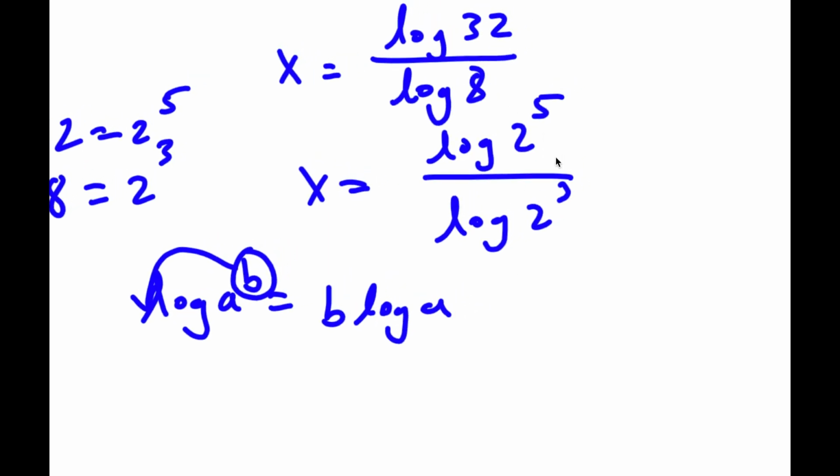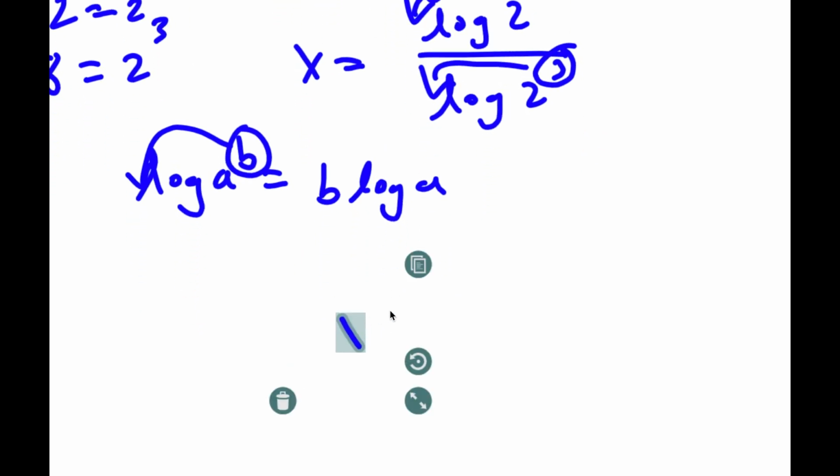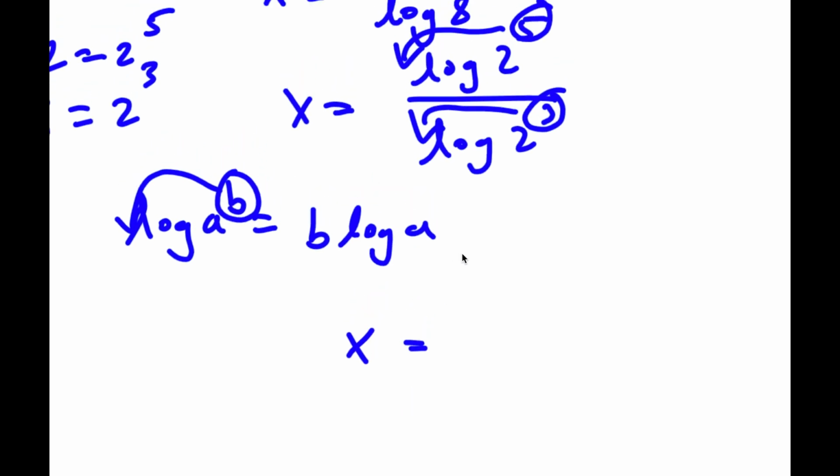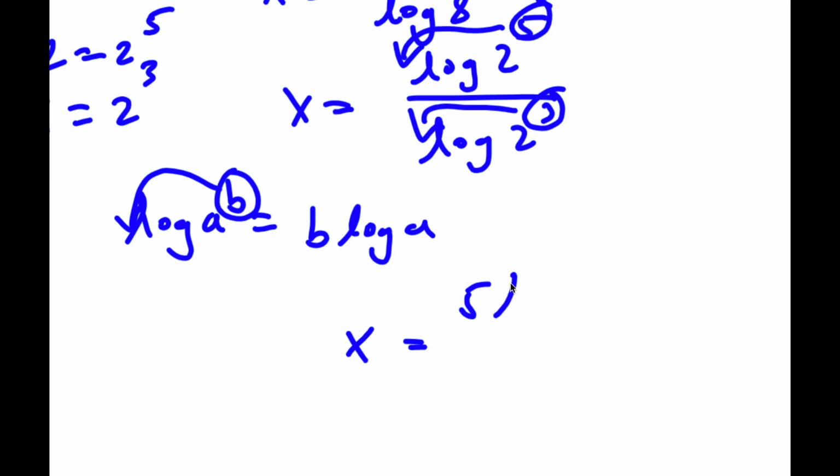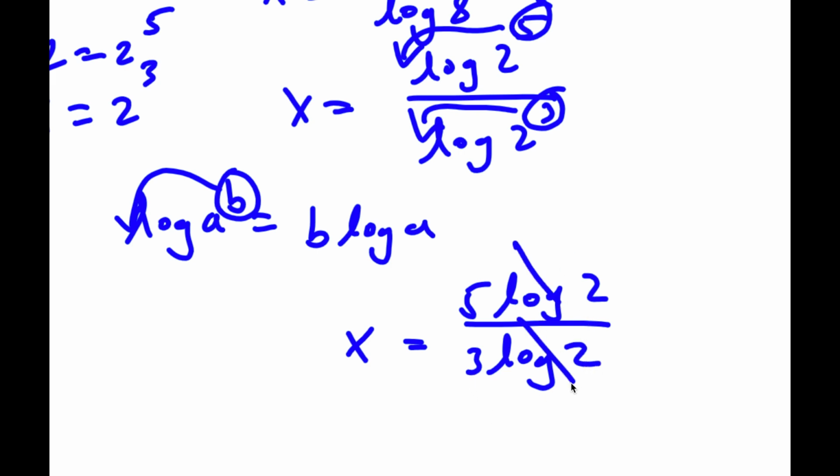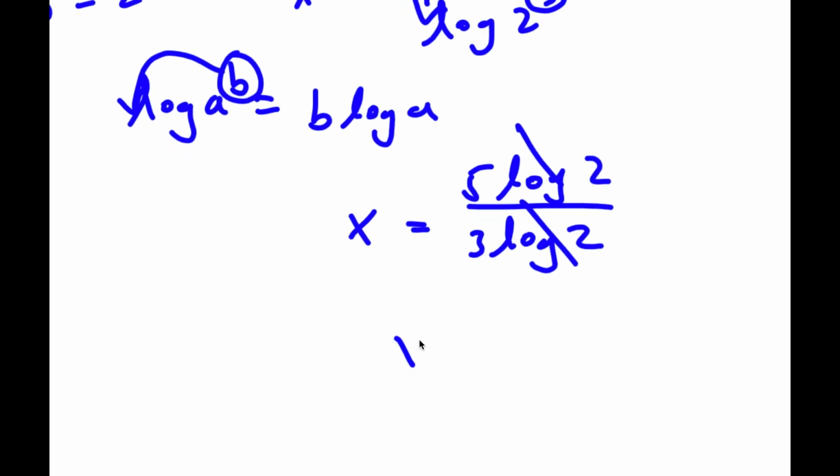So I'm going to do that for both of these. For log 2 to the power of 5, I'll move 5 to the front. For log 2 to the power of 3, I'll move 3 to the front. So now I have x is equal to 5 times log 2 over 3 times log 2. Now these log 2's can simply cancel out. So I'll be left with x is equal to 5 over 3.